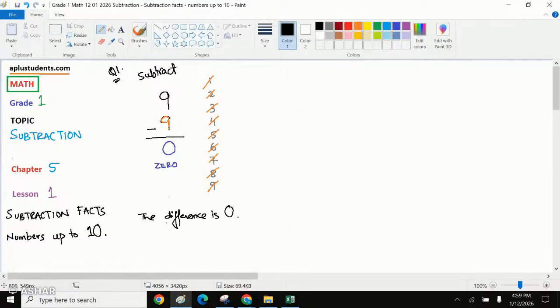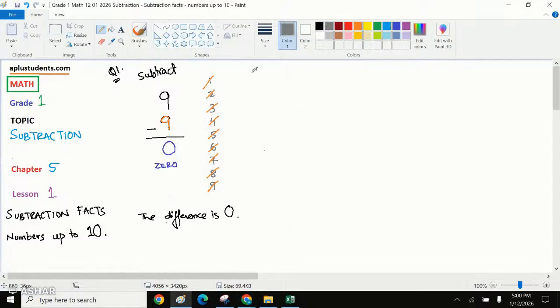0. Because if you had 9 candies and you gave away the 9, you are left with nothing, right? So that means 9 minus 9 would be 0. And whenever we are writing down the facts, we say the difference of the two numbers in this particular case is a 0. Okay, let's go to the next question.